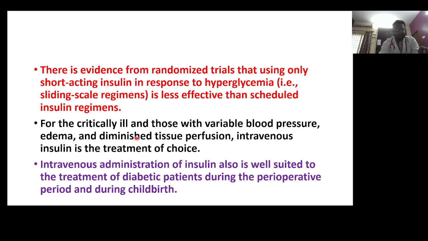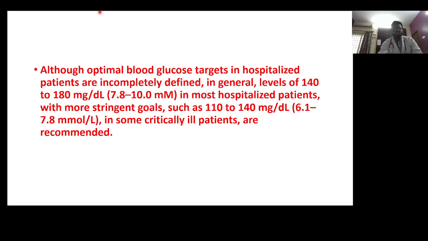For the critically ill and those with variable blood pressure, edema, and diminished tissue perfusion, what can we use? Intravenous insulin is the treatment of choice. Intravenous administration of insulin is also well suited to the treatment of diabetic patients during the perioperative period and during childbirth. So what blood glucose target do we have in hospitalized patients?